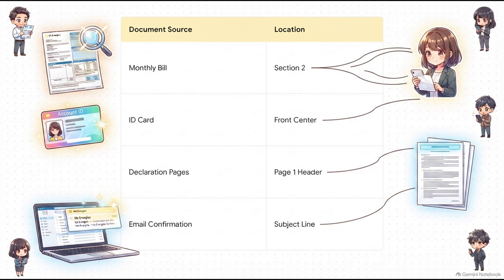Got your policy declaration documents? Look at the page 1 header. And finally, do a quick search in your email inbox for direct confirmations from We Energies. Your account number is very often included right in the subject line or the body header of those service emails.